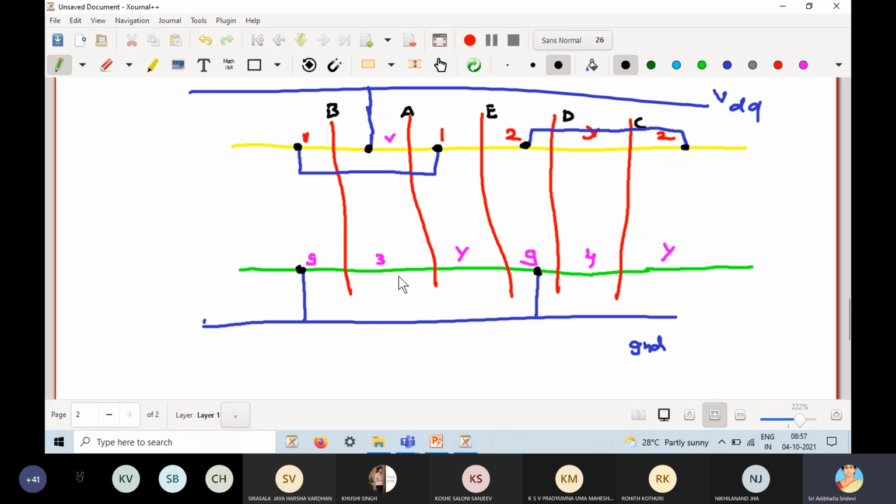This 3 is at only one place, so no connection is required. 4 is at only one place. 1 is at 2 places, so we connected. 2 is at 2 places, so we connected. So for 3 and 4 no connection is required. G we connected. Again we have Y here, right? So what we can do is join this Y.